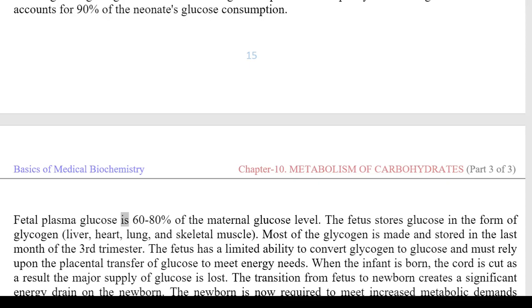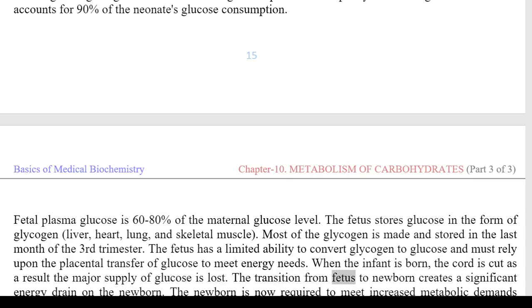Fetal plasma glucose is 60 to 80% of the maternal glucose level. The fetus stores glucose in the form of glycogen in the liver, heart, lung, and skeletal muscle. Most of the glycogen is made and stored in the last month of the third trimester. The fetus has a limited ability to convert glycogen to glucose and must rely upon the placental transfer of glucose to meet energy needs. When the infant is born, the cord is cut. As a result, the major supply of glucose is lost.